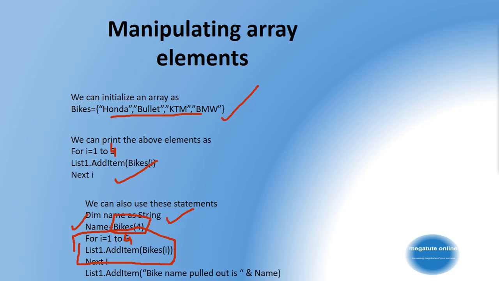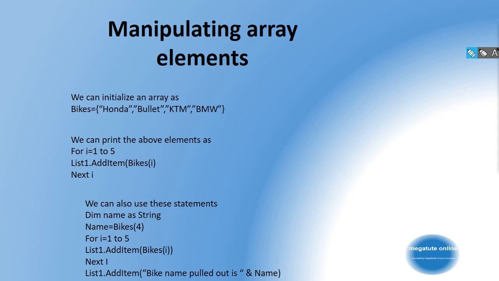So this will print all 4 elements, and this particular statement will print the name which you pulled out singly from that particular array, that is the 4th element stored into name, and you are printing it out here. So this is the way you can pull out a single name from that list and store it into a variable and print it out.